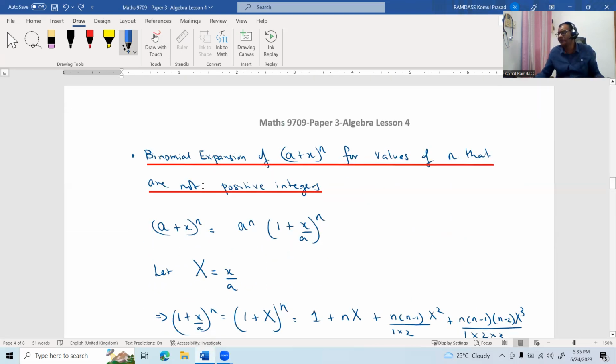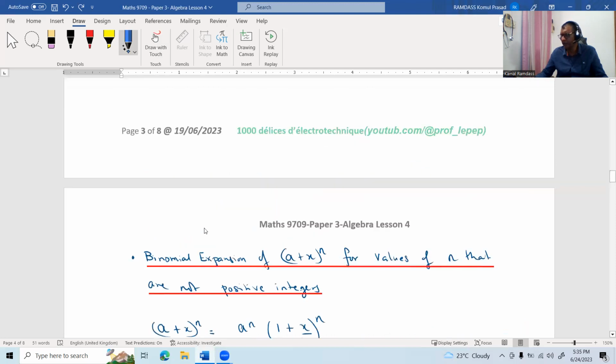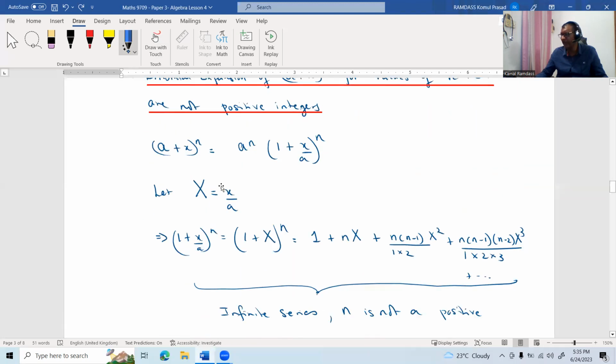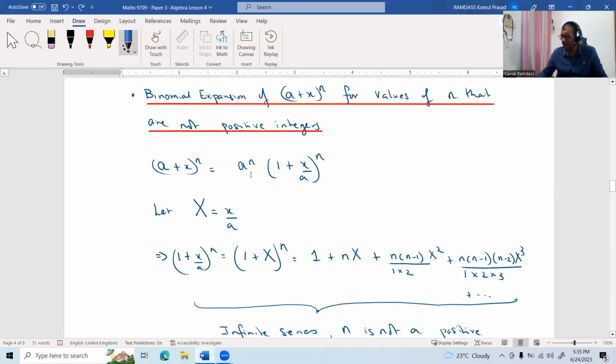OK. Binomial expansion of a plus x to the power of n for values of n that are not positive integers. OK. Ça veut dire a plus x to the power of n. Mais nous connaissons ça, nous, 1 plus x to the power of n. Et nous faisons l'éliminer de la forme là. Nous tirons a en dehors. Là, nous gagnons a to the power of n. Et multiply by 1 plus x divided by a to the power of n.